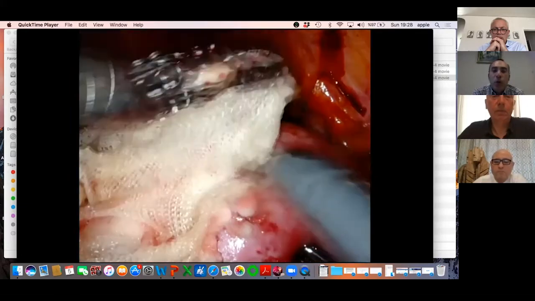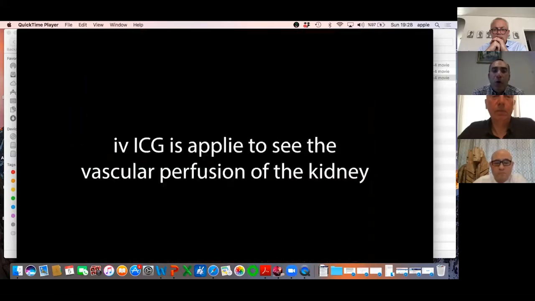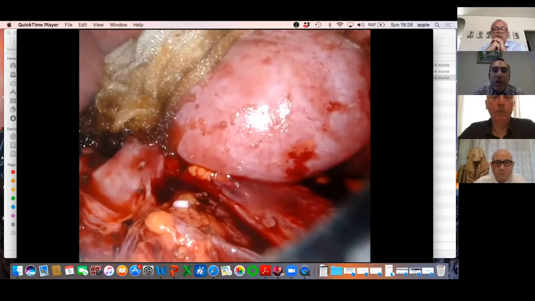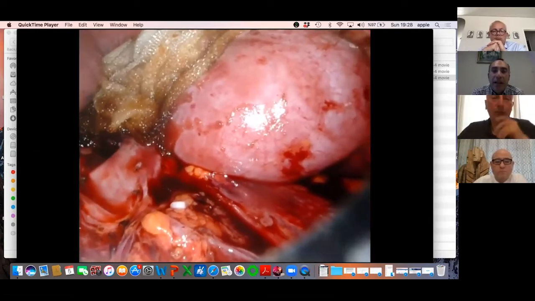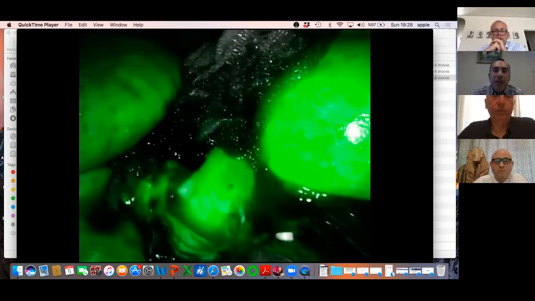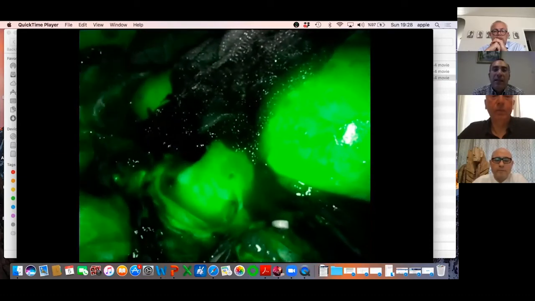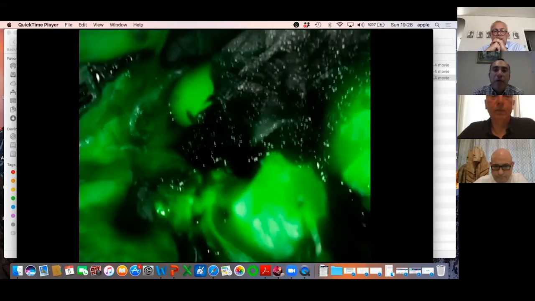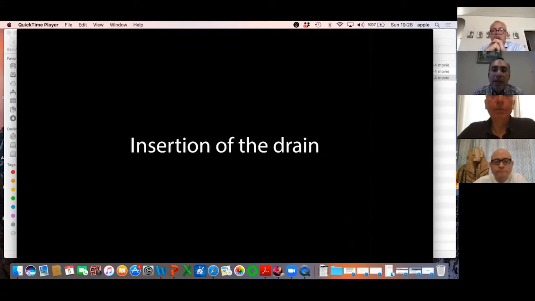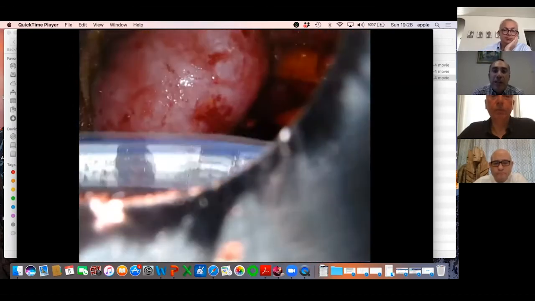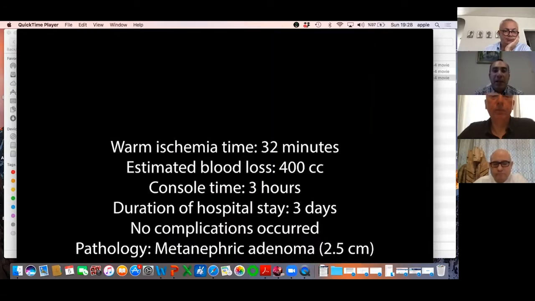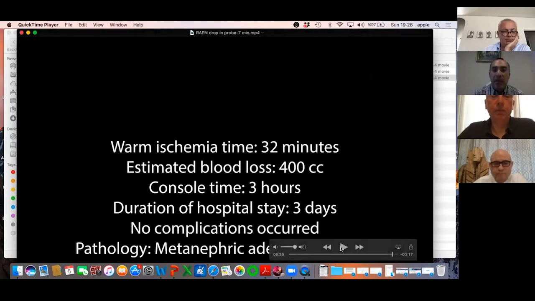In order to see the perfusion of the partial nephrectomy and the kidney, we administered IV ICG, indocyanine green, in order to check the perfusion. And we can see that the kidney is nicely perfused by seeing the green color in the fluorescence mode. And lastly, we placed a drain.